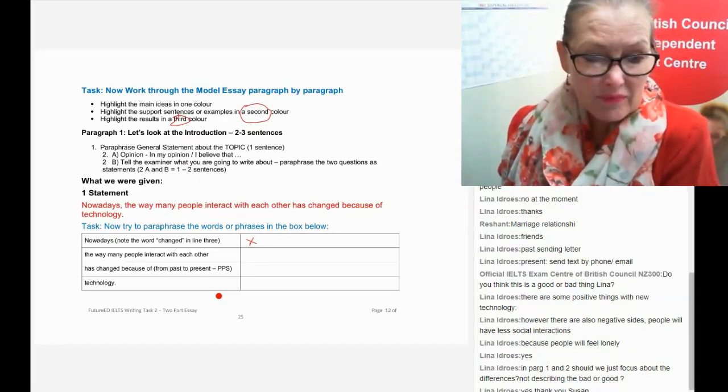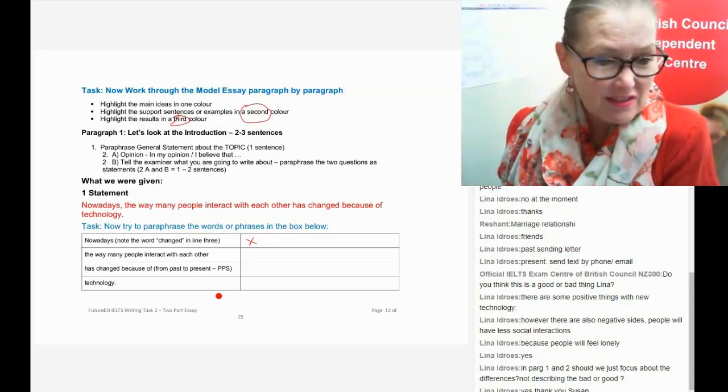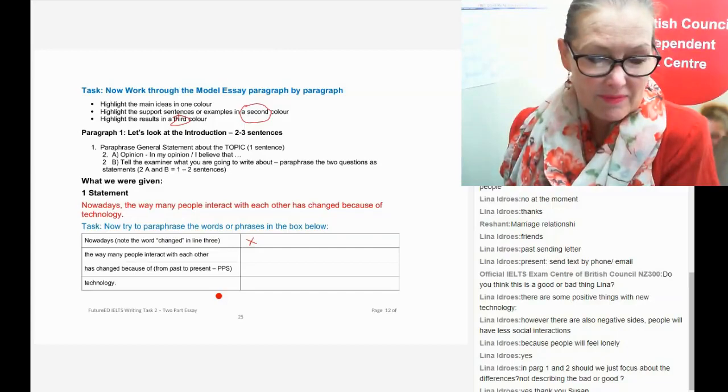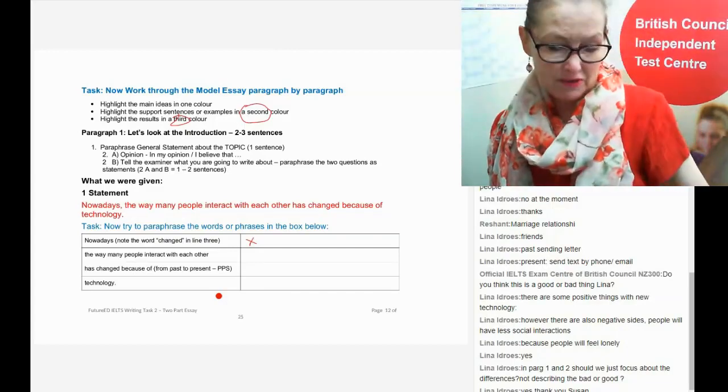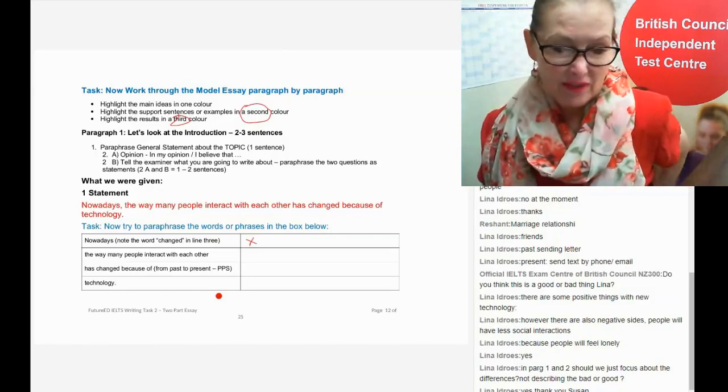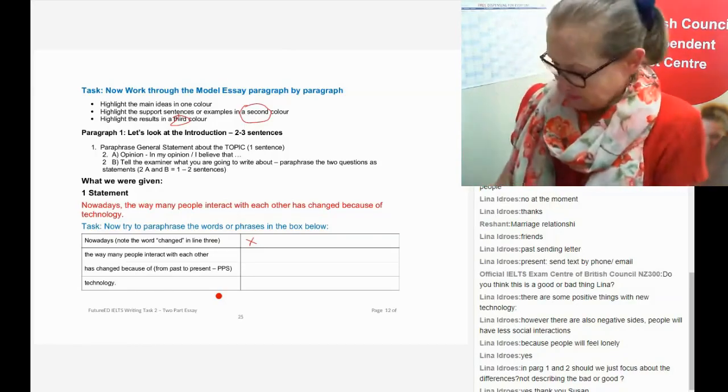If you want to do number 1, maybe pop it in the chat box. Number 2, how would you change that? How could we write that slightly differently, changing the words? I'm going to give you about 3 minutes to do that, and then I'll get back.